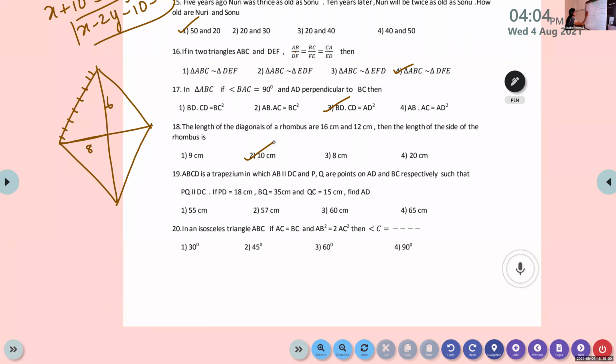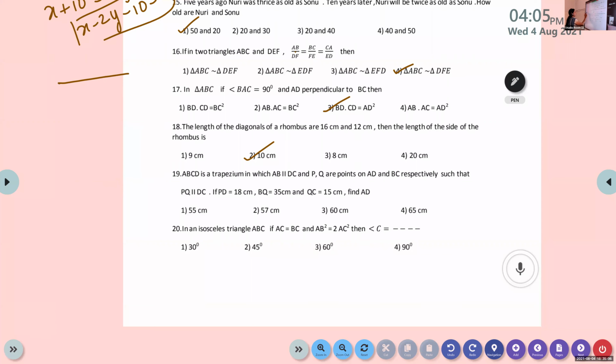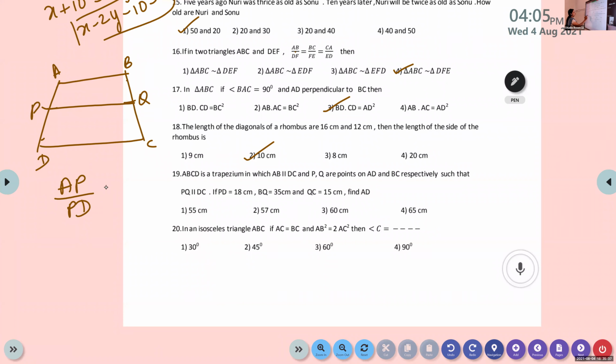Then look at the 19th one. It is given ABCD is a trapezium in which P and Q are points on AD and BC such that PQ is parallel to DC. Now in a trapezium, if a line divides it parallelly, the sides will be proportional. AP by PD will be equal to BQ by QC.